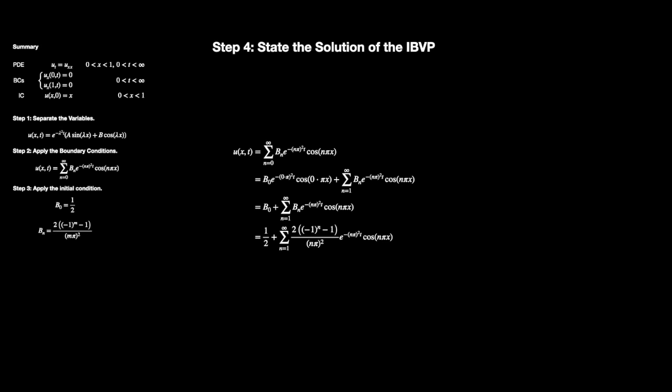Okay, and so now we'll summarize what our solution is, which is that we have 1/2 plus the series from n equals 1 to infinity of that coefficient we just computed times e to the -n pi squared t times the cosine of m pi x.